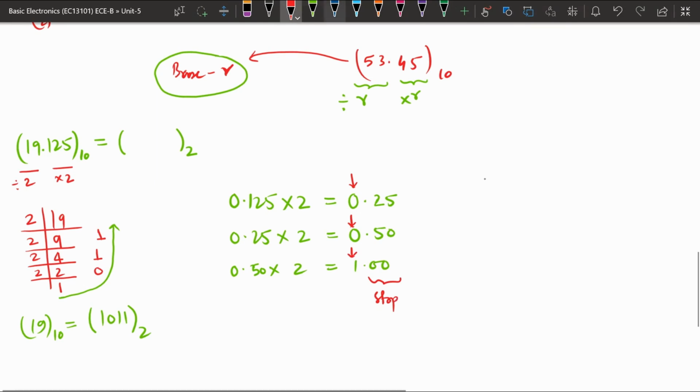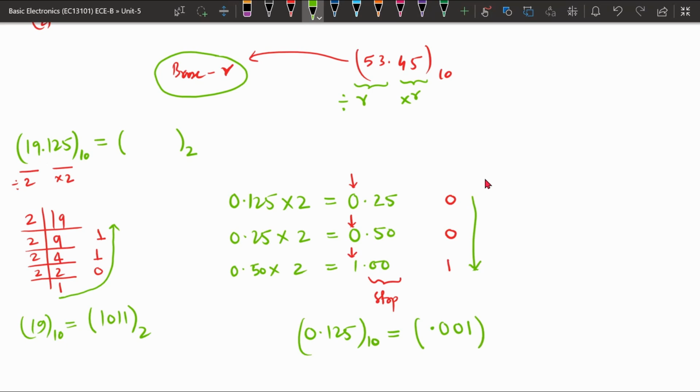So now the equivalent representation will be: if it is 0, here 0. If it is 0, again 0. Here it is 1, so 1. So the equivalent representation will be 0, 0 and 1. From upside to down we will be representing. So the representation of 0.125 in decimal, its equivalent in binary, will be 0.001.